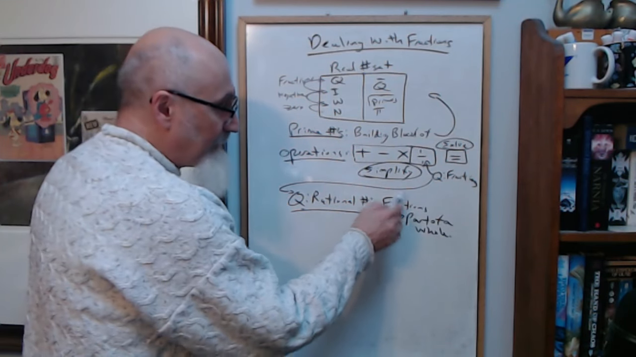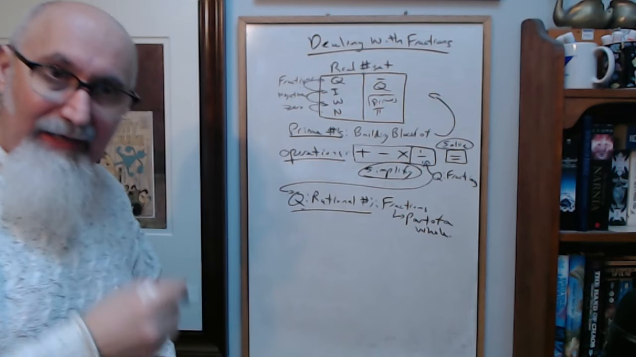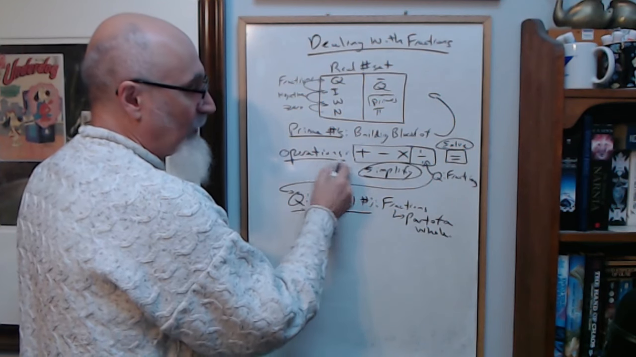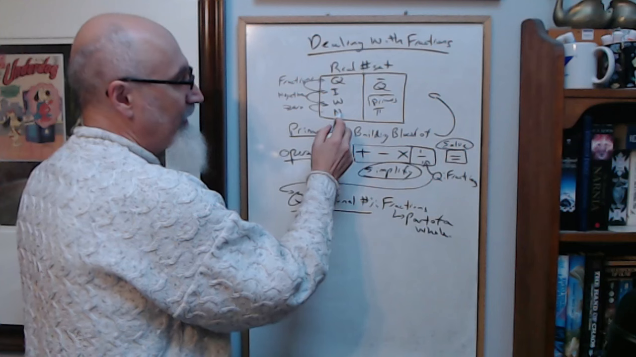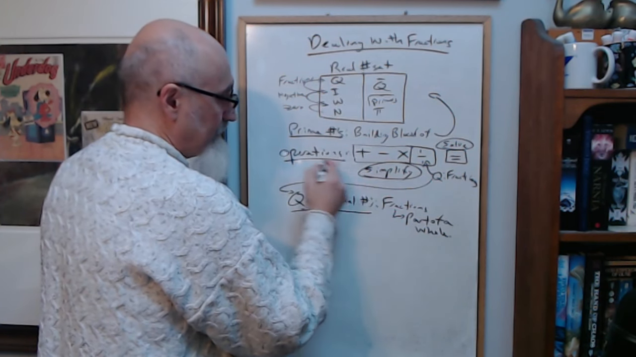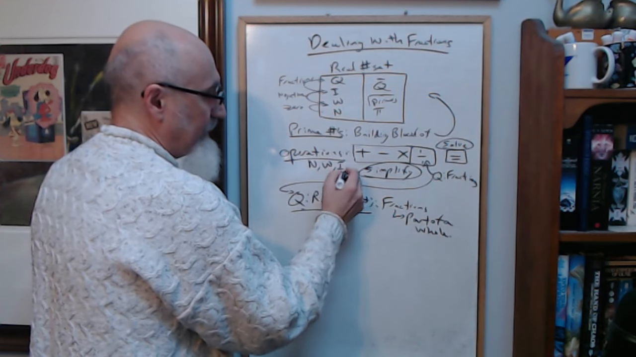Once we hit fractions, again, we're going to be dealing with adding, subtracting, multiplying, and dividing. Because the initial phase of the operations, adding, subtracting, and multiplying, is going to be based on natural numbers, whole numbers, and integers, right? Natural numbers, whole numbers, and integers.